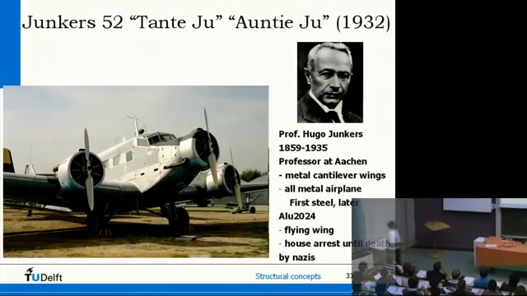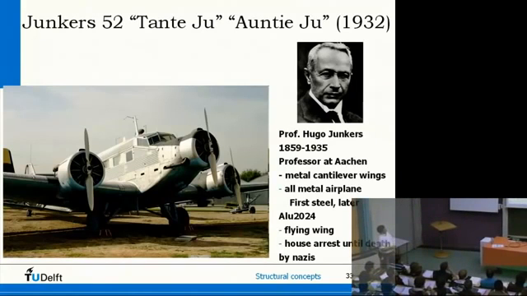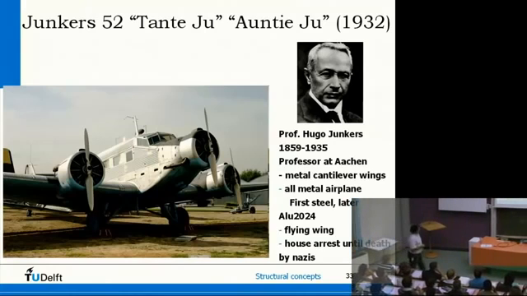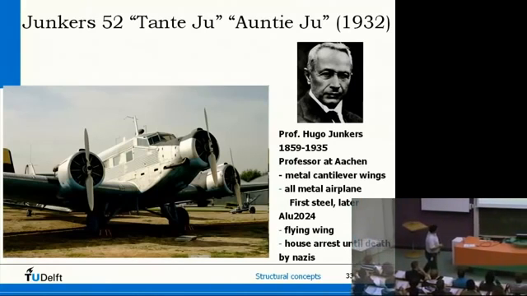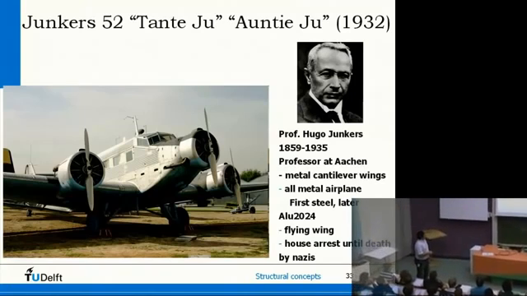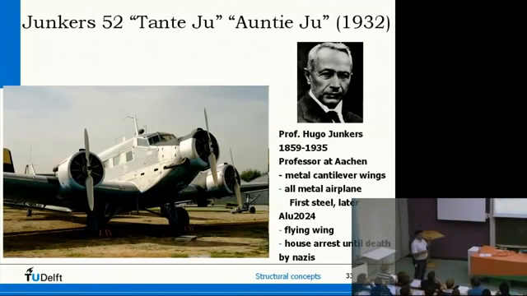Another way of building aircraft from metal is what Professor Jonkers did with these famous aircraft used in the 30s and later also in the war. Corrugated sheet here, as you can see, also provides in itself some stiffness. If you have that waviness in your sheet, you can also use it to your advantage.